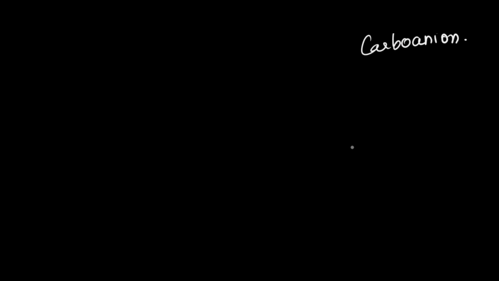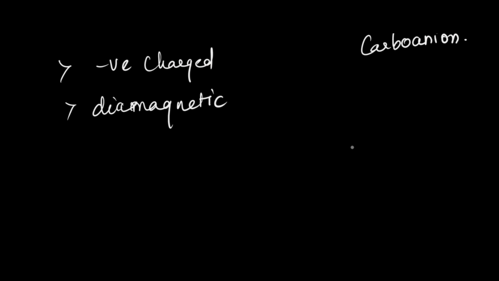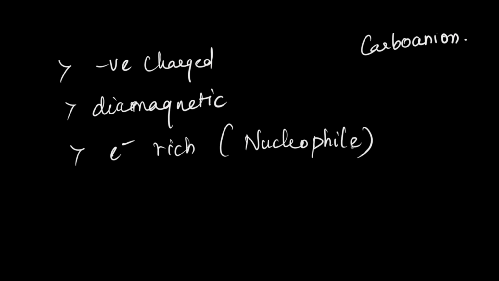Okay, let's list down the properties of carbanion. Negatively charged. Whether it will be paramagnetic or diamagnetic? It's diamagnetic, of course. It is not having any unpaired electrons, and this is an electron rich species, which is also called a nucleophile. It's just the opposite of an electrophile, which hates electrons.